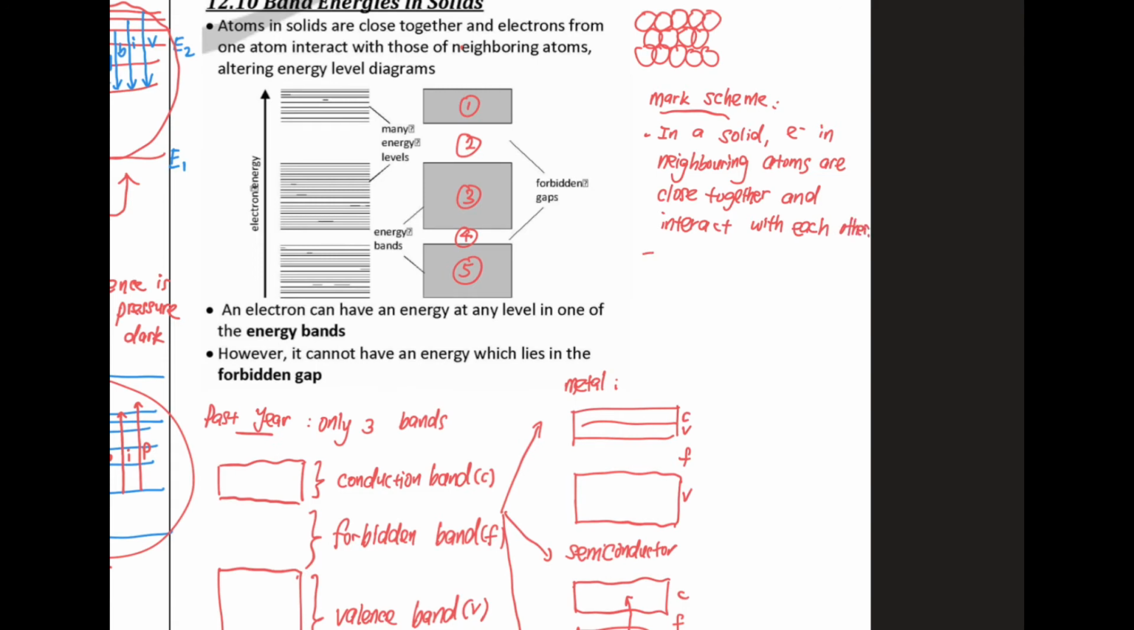It is a 3 marks question actually. 3 marks. So second thing, these changes their electrons' energy levels. This one second point. So that's why the energy level is not like the one that we discussed before. It is like this.